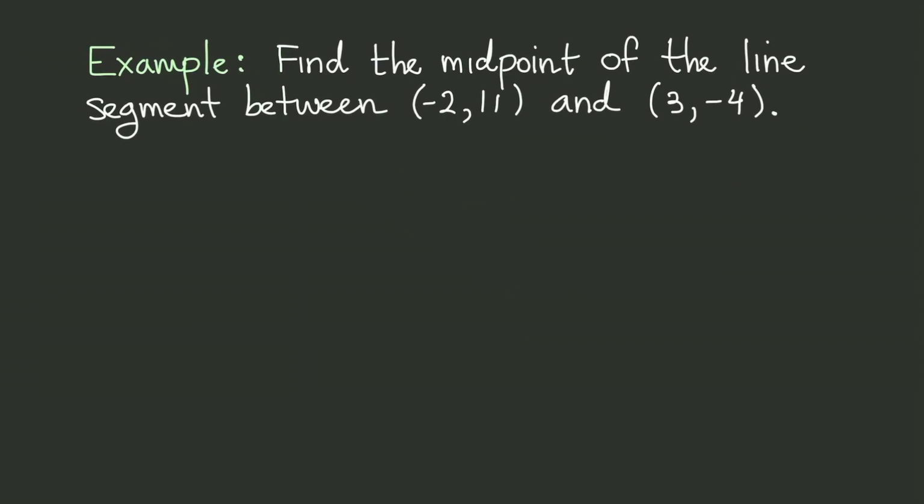In this example, we're supposed to find the midpoint of the line segment between the 2 given points. So let's label the 2 points. Let's call this first one x1, y1. And we'll call the second one x2, y2. Now it doesn't matter which one we label as x1, y1, which one we label as x2, y2. In the end, we're just taking the averages of these values, so the ordering really won't matter.